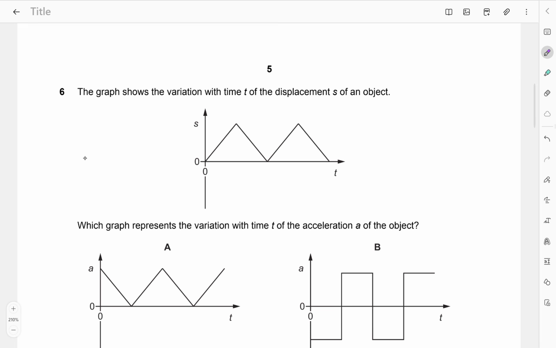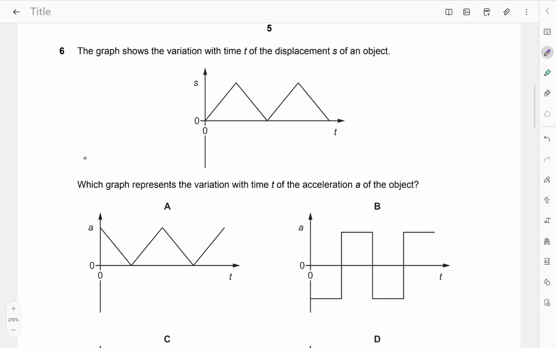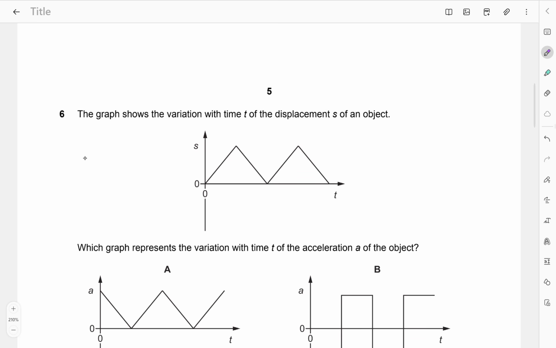The graph shows the variation with the time t of the displacement s of an object. Which graph represents the variation with the time t of the acceleration a of the object? So this is a displacement time graph, and the gradient is the velocity. The gradient of a displacement time graph is the velocity. So here we are seeing that the velocity is constant. When v is equal to a constant, because the gradient is constant, it means acceleration is zero.